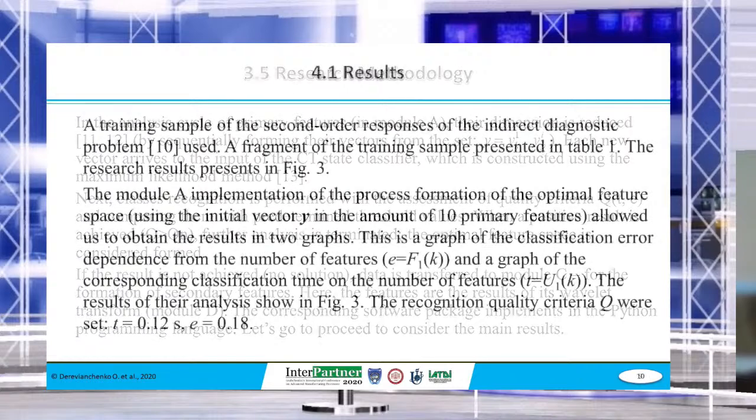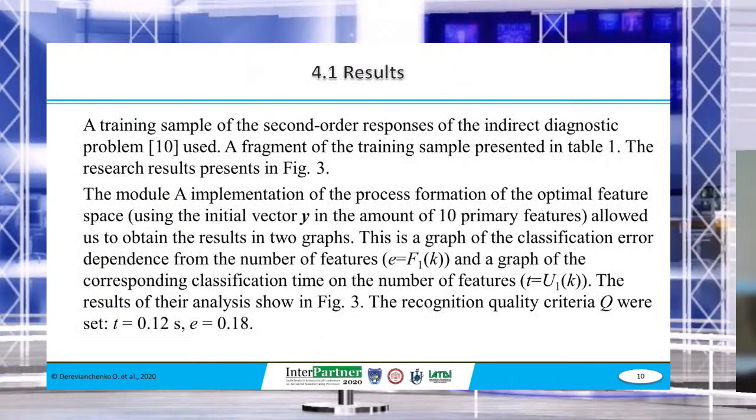Next slide, please. A training sample of the second order response of the indirect diagnostic process was used. A fragment of the training sample is presented in table 1. The research results are presented also in figure 3.